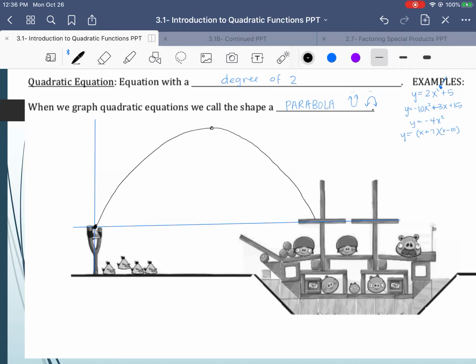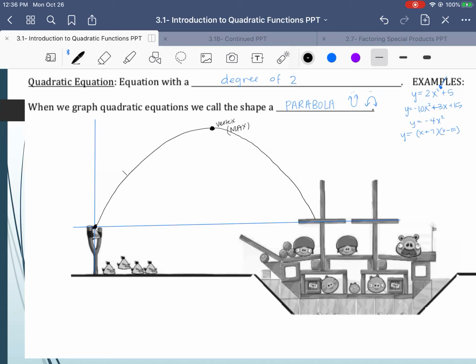At some point, it would hit a maximum height up here. Just like our V's, we call that a vertex, right? That maximum point at which it changes from increasing to decreasing. And again, that's the highest point that bird ever reached. So we would call that a maximum vertex, or that vertex a maximum.